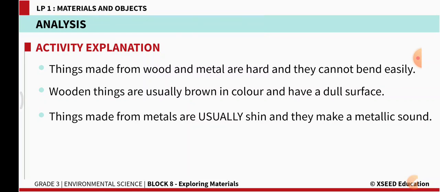No. So wooden things are usually brown in color and have a dull surface. If you look at the doors, windows, or the furniture, you can see that they are brown in color. And if it is shining in your house, if you think madam said it is dull but it is shining, that is because of the polish, the extra varnish which they added.